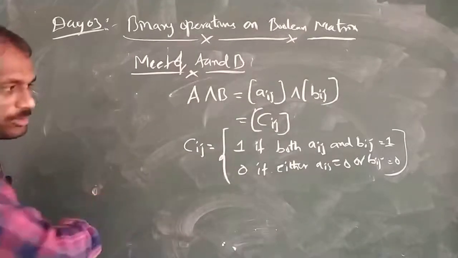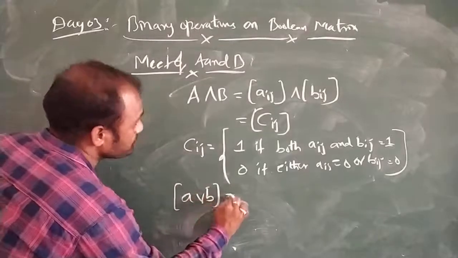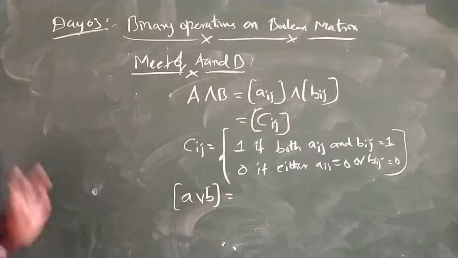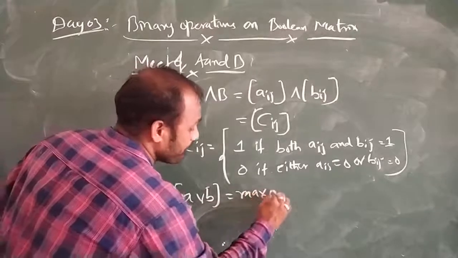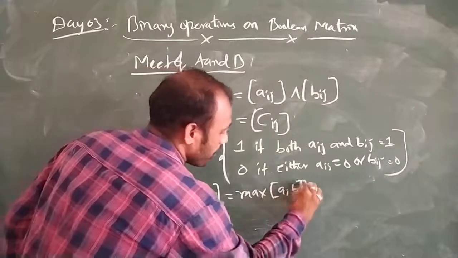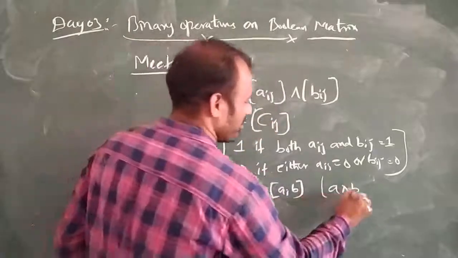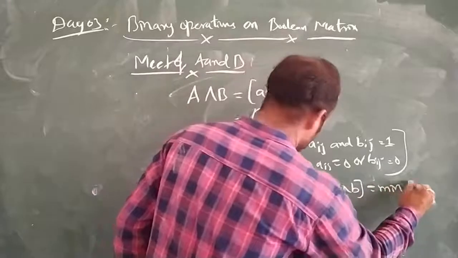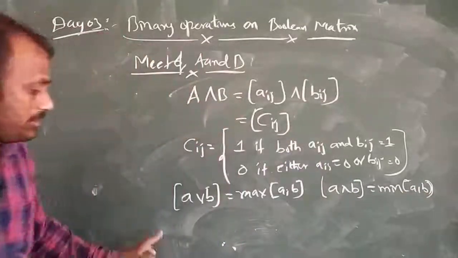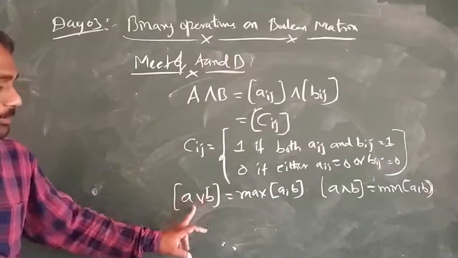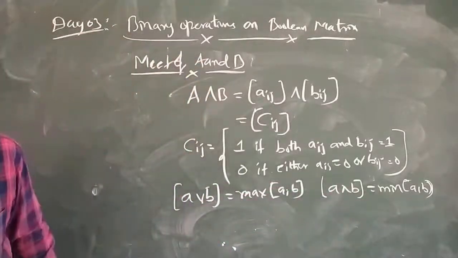To remember this, we can write like this: A join B is the maximum of A comma B, and A meet B is the minimum of A comma B. So whenever you are getting a join matrix, you have to take the maximum value. Whenever you are getting a meet matrix, you have to take the minimum value of A and B.